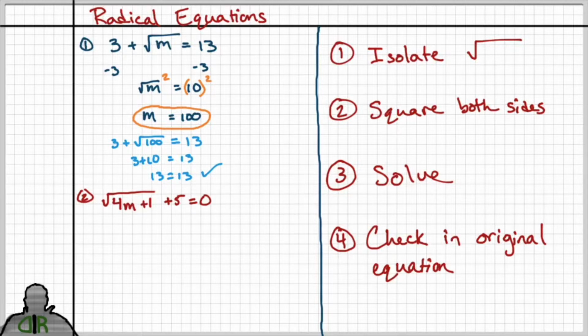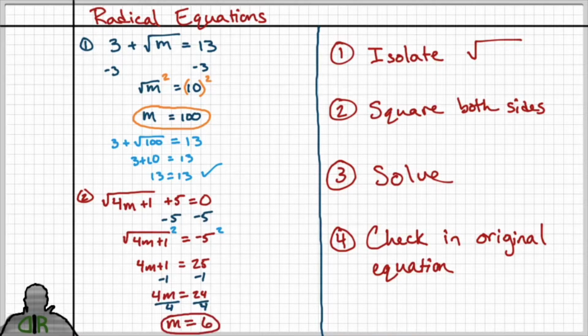The second question here is root of 4m plus 1, and then plus 5 equals 0. Notice that the 4m plus 1 is all in there, so it's the root of the quantity 4m plus 1. Let's isolate that square root. The only thing we need to get rid of is this 5, because the 1 is inside the radical, so it's part of it. So we subtract 5 from both sides and end up with root 4m plus 1 equals negative 5. Then we square both sides, which gets rid of the radical, and get 25 over here. Subtract 1 from both sides, divide by 4, and we get 6.